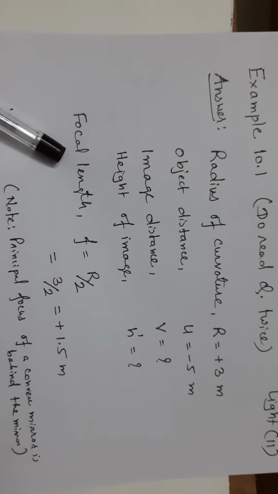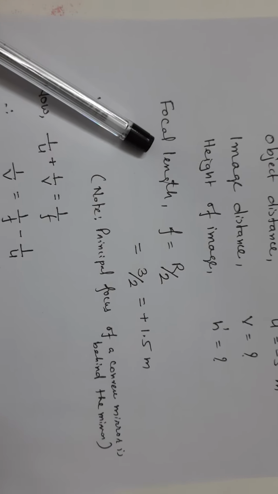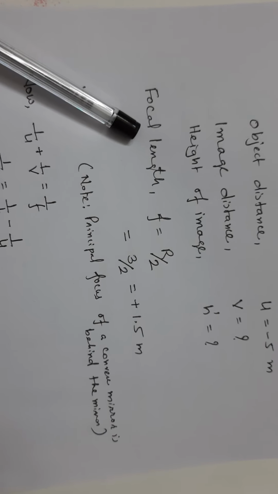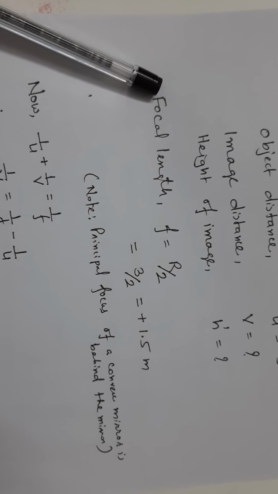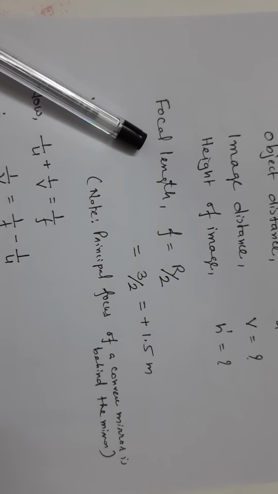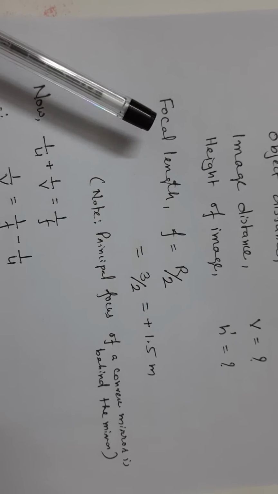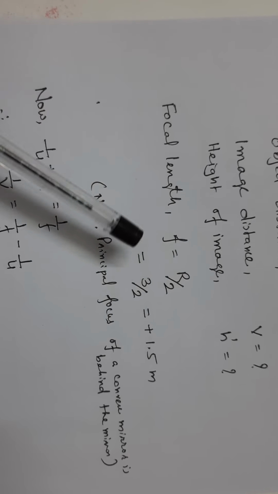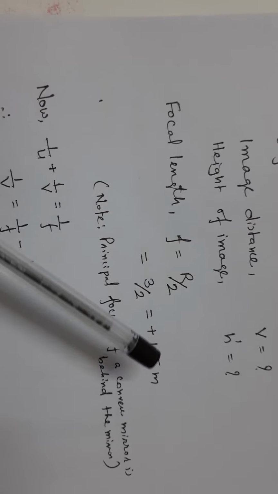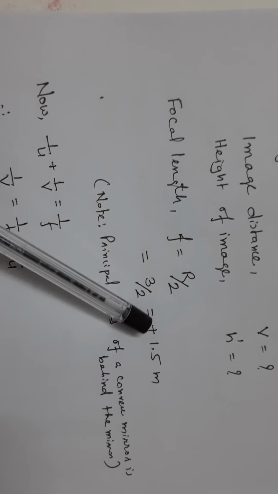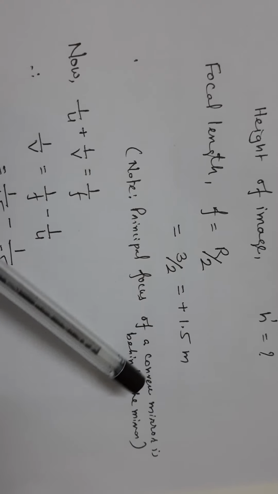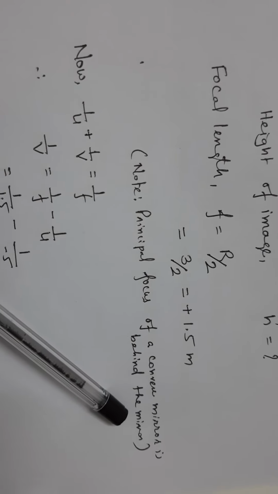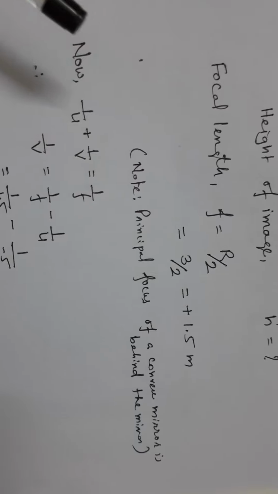Now we know the relation between radius of curvature and focal length: focal length f is r by 2. There is a relation between the two, that focal length is half of the radius of curvature. And that's why 3 upon 2 gives us 1.5. Sign is positive. Here I have written the principal focus of a convex mirror is behind the mirror, and that's why the value is positive.